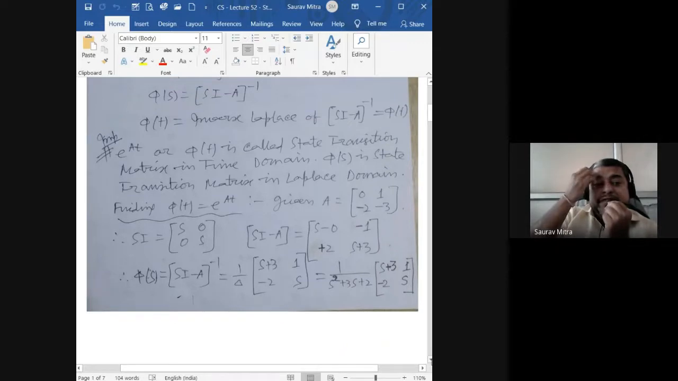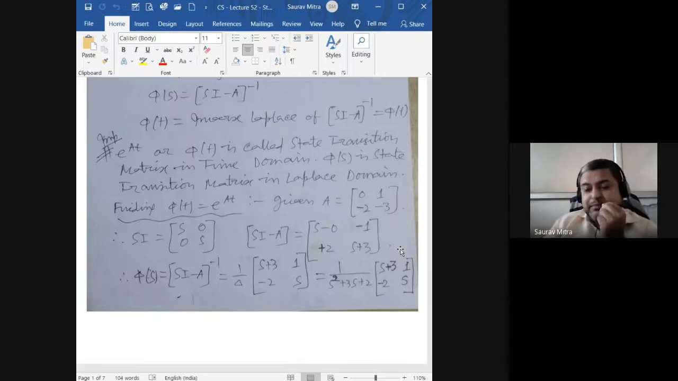e raised to At, or phi t, is called the state transition matrix in the time domain. Phi s is the state transition matrix in the Laplace domain. Now, what is required for finding the state transition matrix? Only the A matrix is required to find e raised to At. Nothing else is required, not B, C, D matrices. Only the A matrix is required.